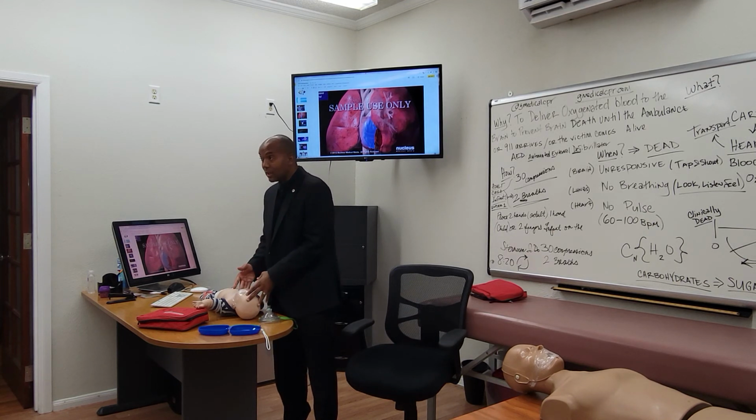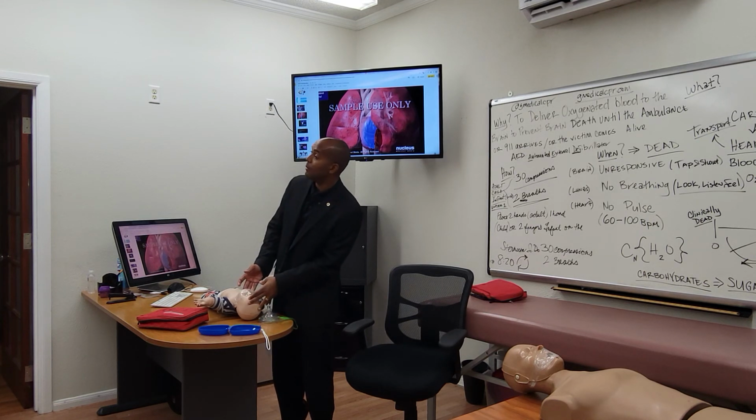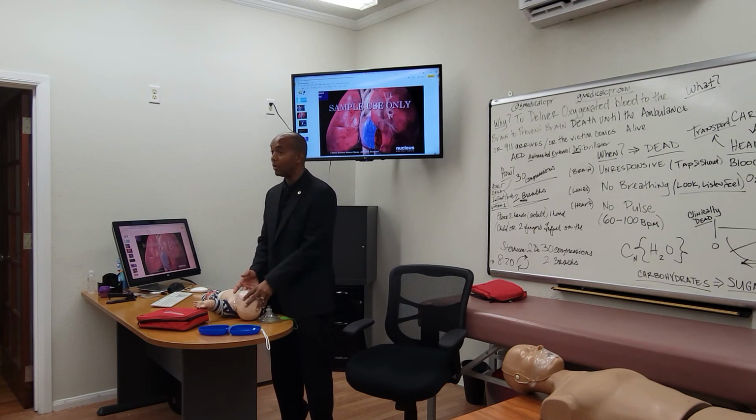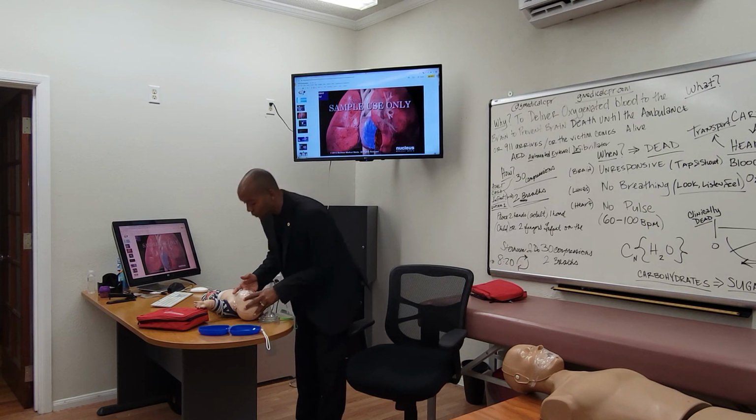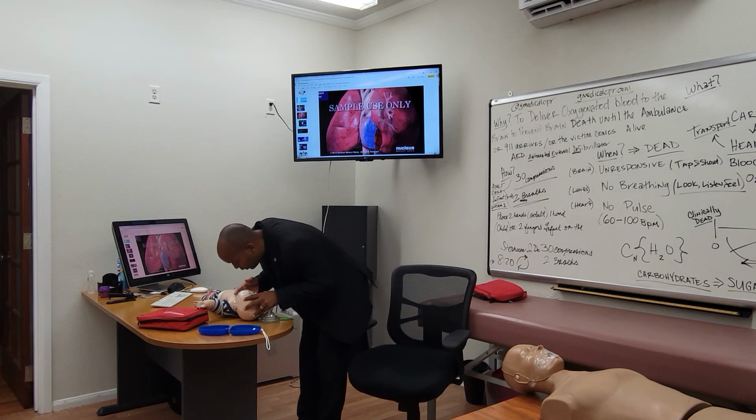Okay? Head tilt, chin lift with 2 hands, right? It's very delicate and sensitive. You don't want to rock it all the way up. You kind of just want to open it right in the middle. And then you're going to do 2 puffs like this. 1 and 2.